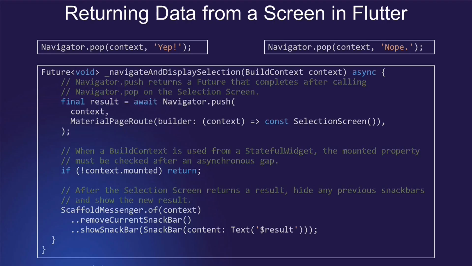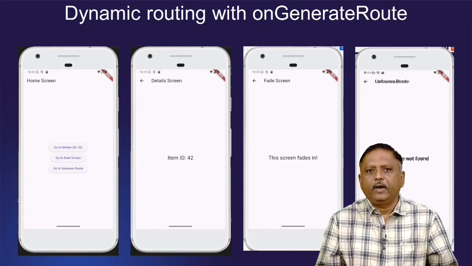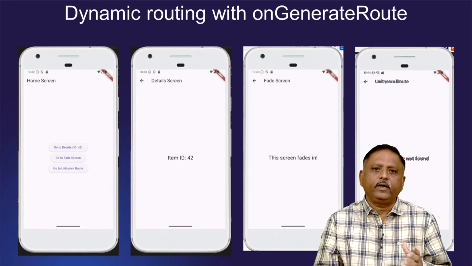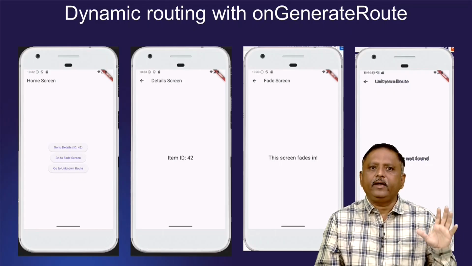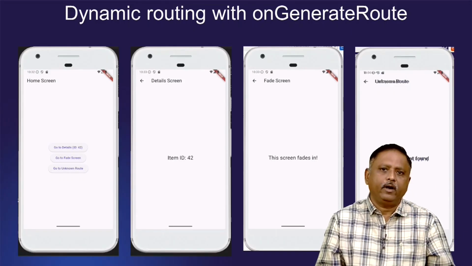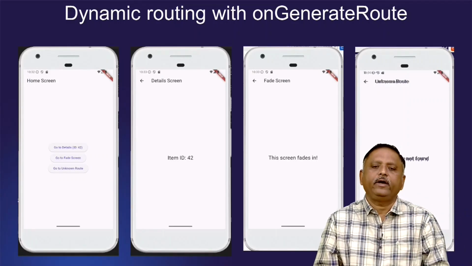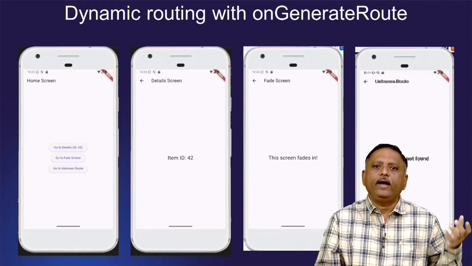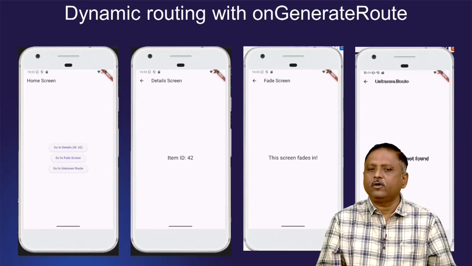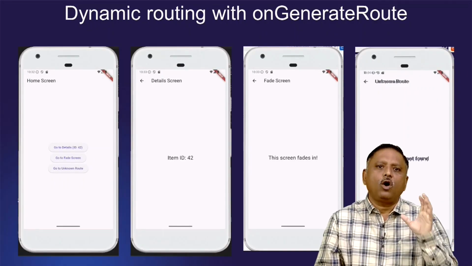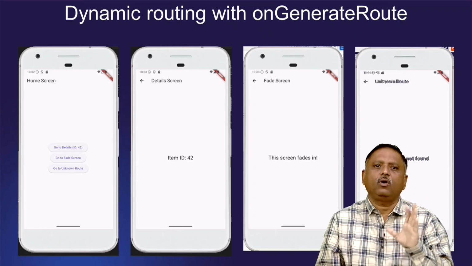Now let us try to understand dynamic routing with onGenerateRoute. Now what is dynamic routing? Dynamic routing with onGenerateRoute in Flutter is a powerful way to handle navigation when routes need to be created at runtime rather than being pre-declared in a static route table. It is especially useful when you need to pass data dynamically between screens. You have a larger app and don't want to maintain a giant route map, because if the number of pages is large, then your route table is also large, and you want fine control over transitions or error handling.